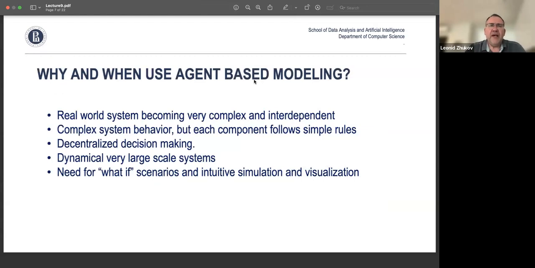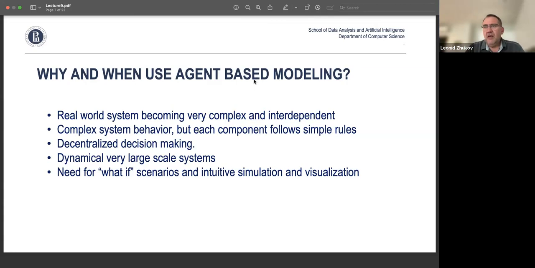So why and when do we use agent-based modeling? Well, real-world systems are becoming very complex and interdependent. There are a lot of dependencies within the systems, sometimes unpredictable, and parts of the system behave unpredictably. The question is how this complex system behaves when you connect those pieces together. Each component can follow some simple, standard, fixed rules, but even in that case, the system as a whole may behave very differently.